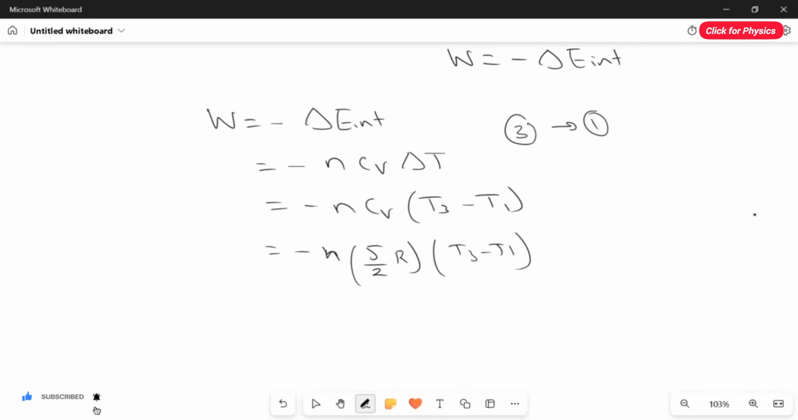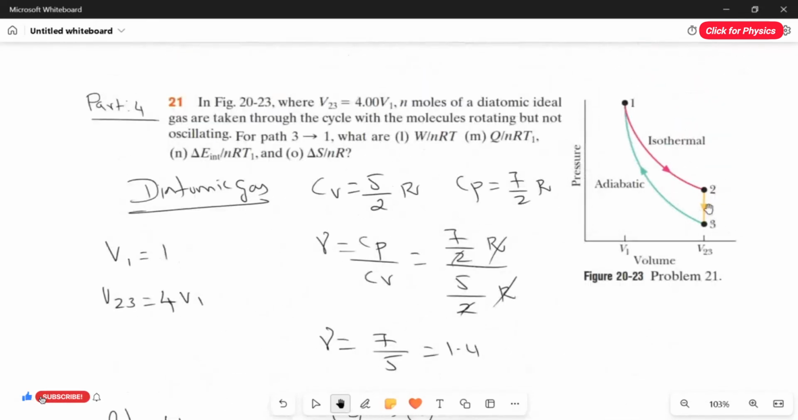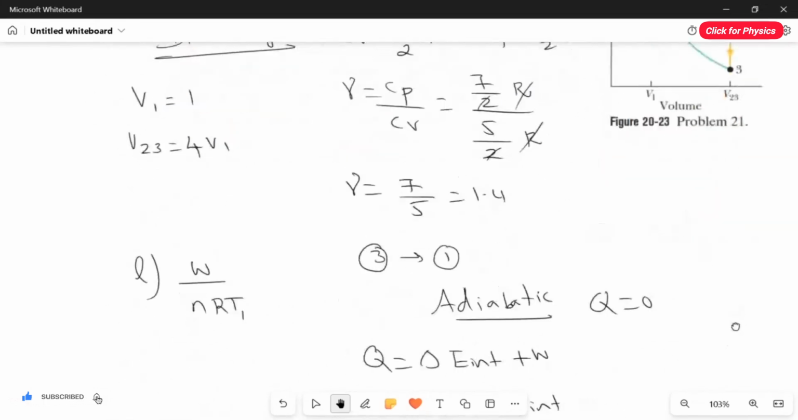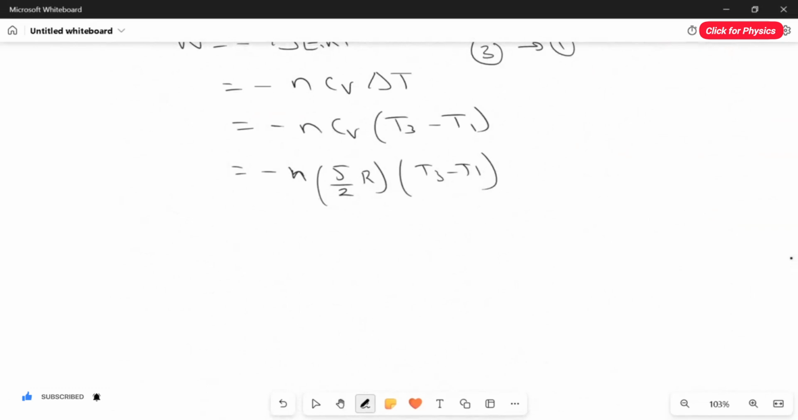Now what I'm going to do, we can use the relation. So let's just go back to the diagram, the figure. Point 3 to 1, we are going to study the relation between temperature and volume. Right? So what's the relation for temperature and volume? The relation for temperature and volume is T V^(gamma minus 1), which is equal to constant. So I have to substitute the value for T3 from this equation. So I'm going to use this relation for the point 3 and 1.